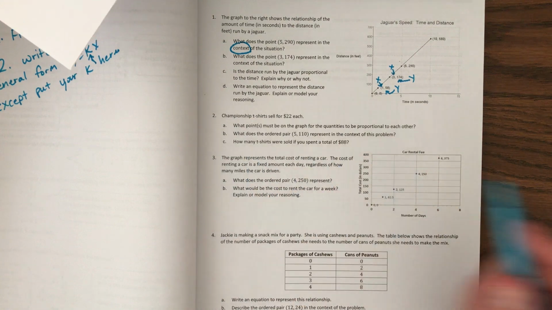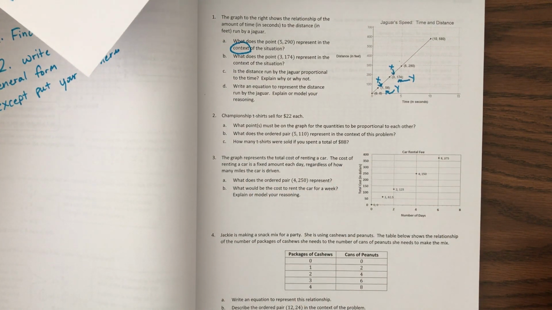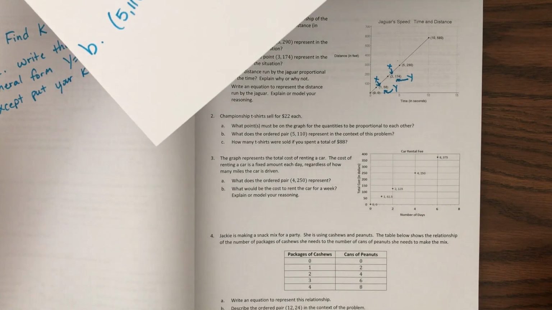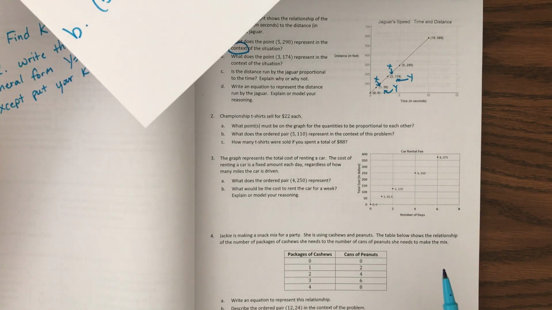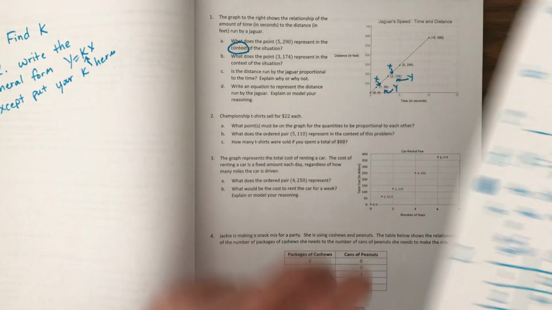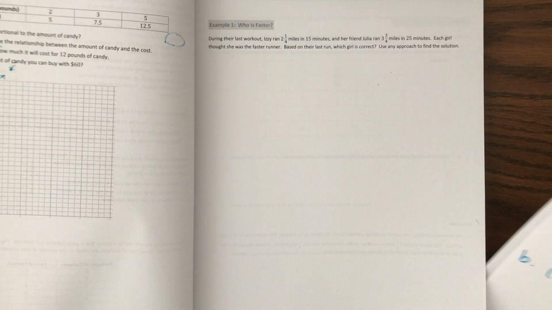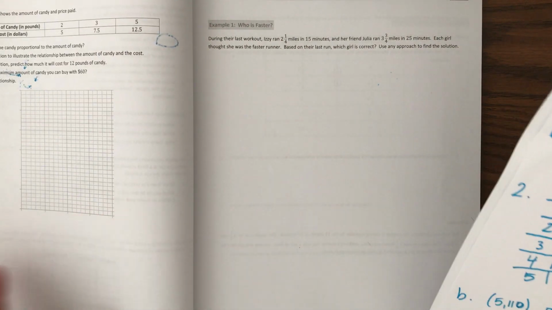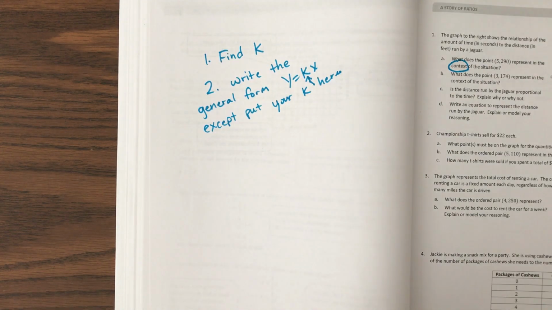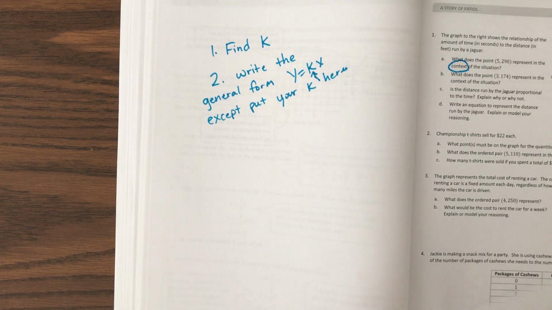And number C says how many t-shirts were sold if you spent a total of $88. You should already know that based on information we put in our table, so I am going to move on. I think I'm going to skip 3. I'm going to do 4 for you, and then I'm going to leave 5 on the backside for you to make this graph and answer these questions. So let's do 4 real quick, and then I'm out of here.